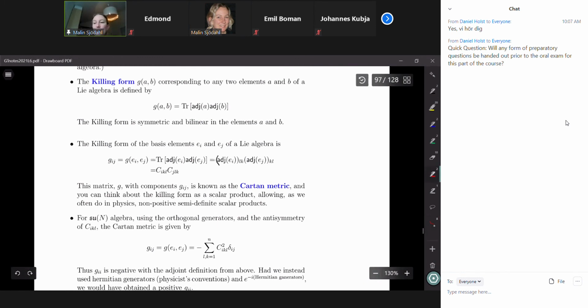Okay, so if we talk about the Killing form of some elements E_i and E_j of the Lie algebra, it is defined in the same way. So D(E_i, E_j), and here it really starts to look like a metric, g_mu nu in relativity. So that is D of E_i, E_j is then the trace of the adjoint representation of E_i and the adjoint representation of E_j.